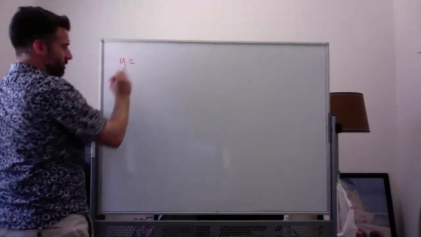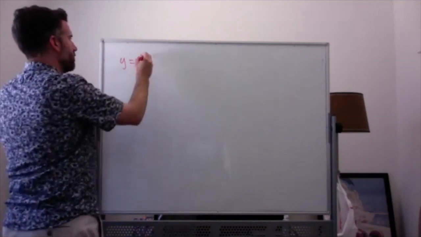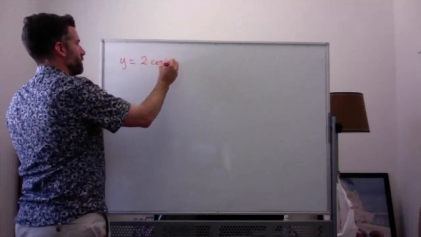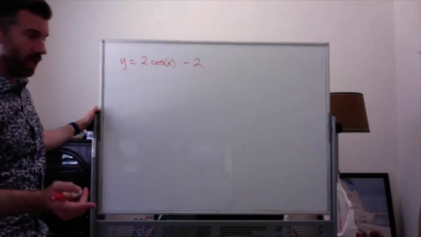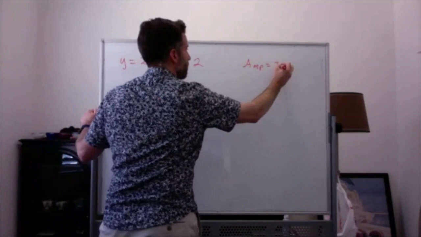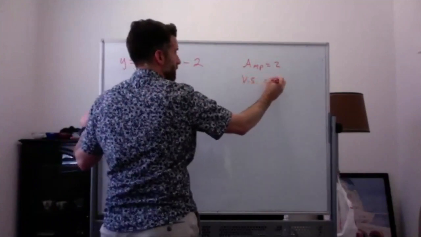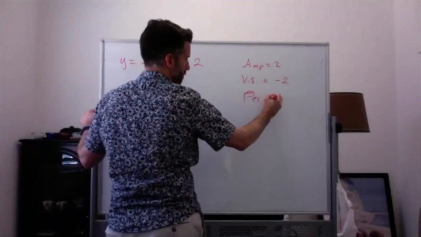I want to make sure I get two things. Okay, let's do this one. Let's do y equals 2 cosine x minus 2. Okay, so my amplitude is 2. My vertical shift is -2. And my period is still 2 pi.